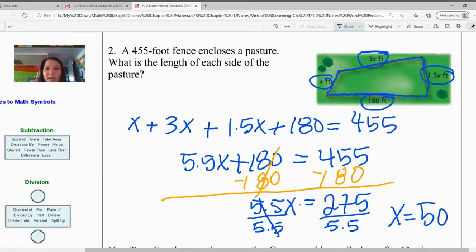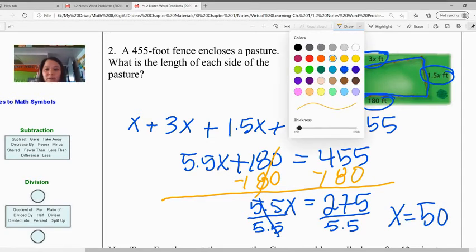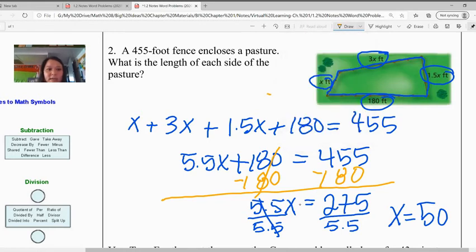So if I go back, I can figure out the distance for each missing item. What is the length of each side? This one is 50 feet. This side is 3 times 50, which is 150 feet. And this side right here is 1.5 times 50. I'm going to do 1.5 times 50, and that gives me 75 feet.